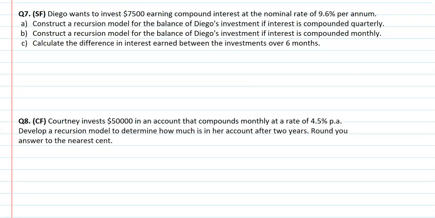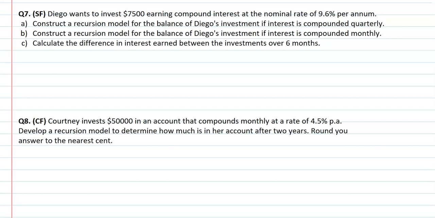Okay, the last two examples. The first one's another simple familiar scenario where it's kind of stepping you through what to do. So we've got Diego wanting to invest $7,500 at a nominal rate of 9.6% per annum. You've got to construct a recursion model compounded quarterly and another one if it's compounded monthly, and then figure out the difference in interest between the two investments over a period of 6 months. Because you've got to use a recursion, you're just going to use your calculator again to help you do that.